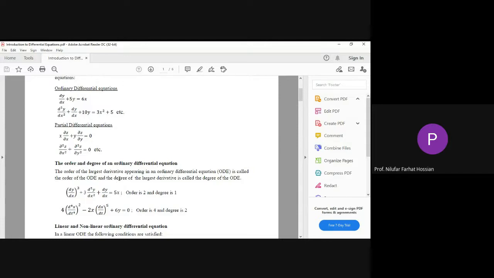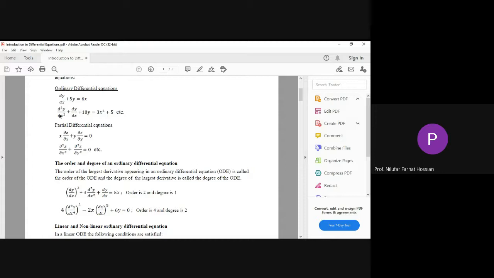And the degree of the largest derivative is called the degree of the ODE. Order and degree are totally different things. Order means the order of the derivative, and degree means the power of the derivative. So degree of what? Degree of the largest derivative. Here there is only one derivative and the degree is 1. So this equation has degree 1 and order 1. And in the second equation, the order is 2 because the largest order is 2. This is a second order derivative, this is a first order derivative. So the largest order is 2.